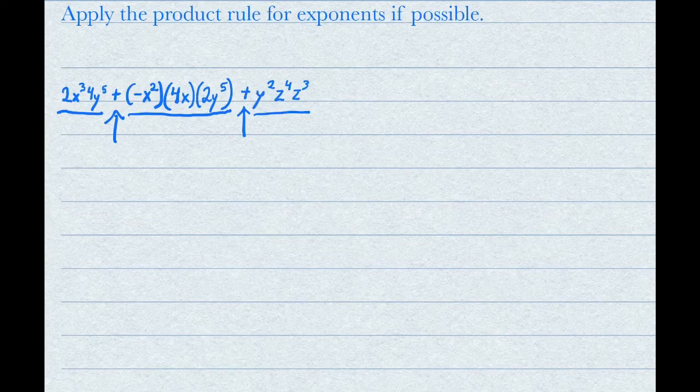So the difference in this problem is that you don't have everything being multiplied together. Instead, you have three separate parts that you have to simplify.